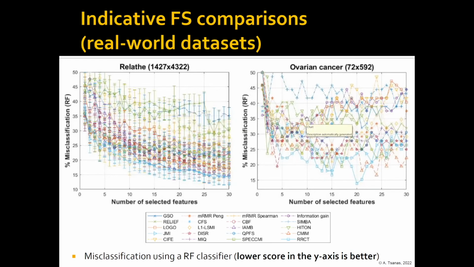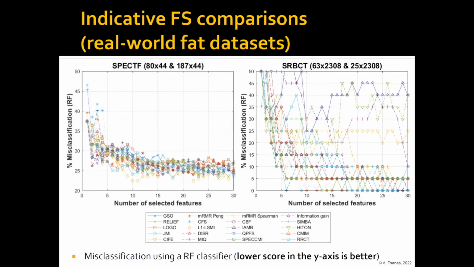Another problem with ovarian cancer, once again, you can see my algorithm is performing extremely well. In most cases, like here, it is actually the global optimum. And yet, some more examples with fat data sets where you can see that my algorithm is not the best in this particular case, but still it is extremely competitive.